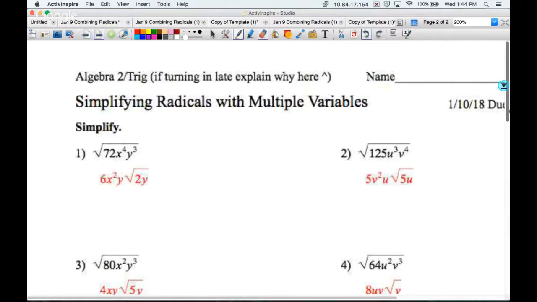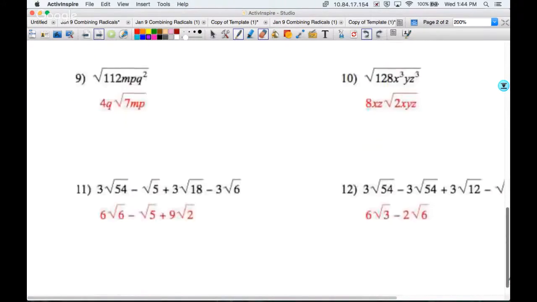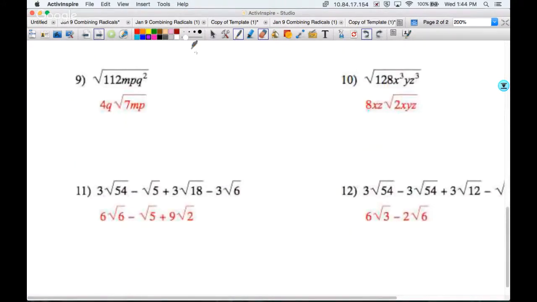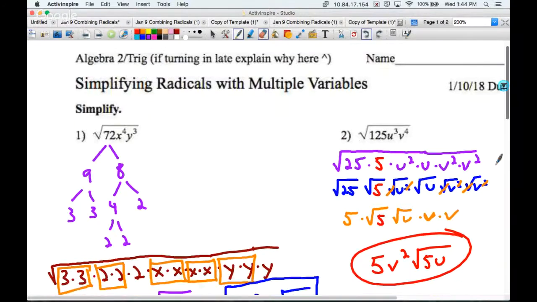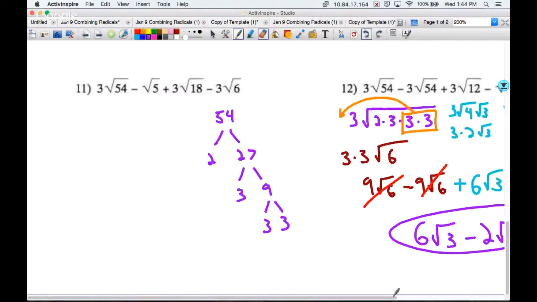Let's see if I got number 12 right. 6 root 3 minus 2 root 6. 6 root 3 minus 2 root 6.